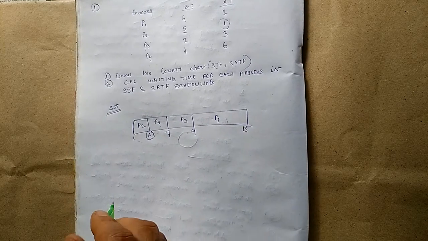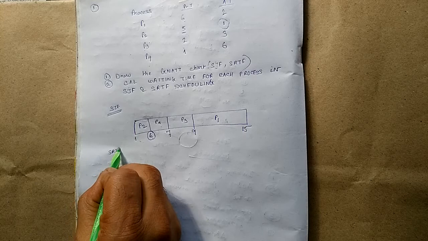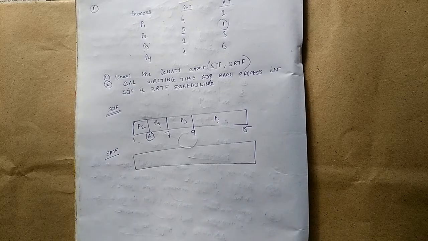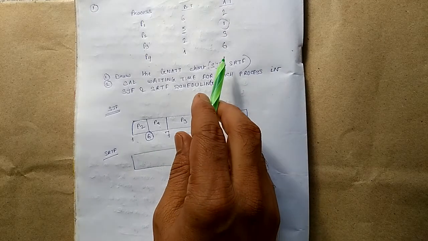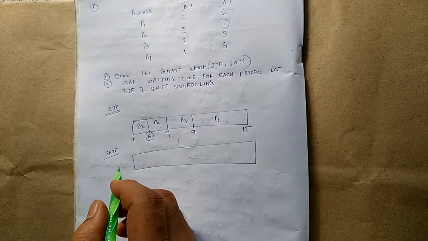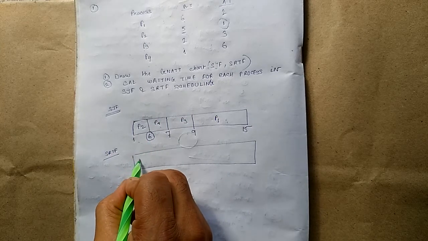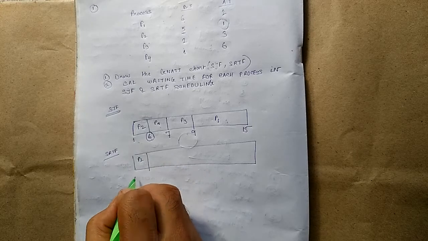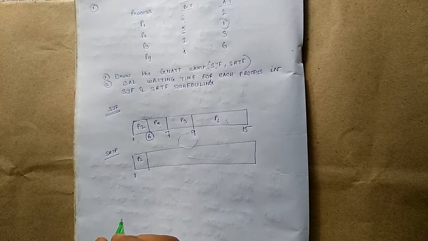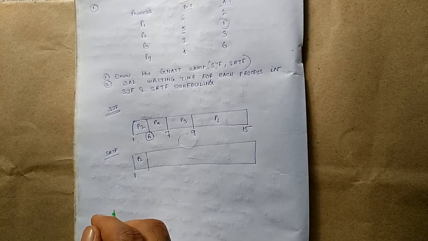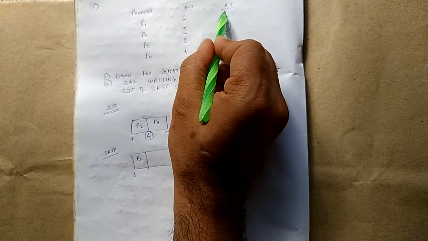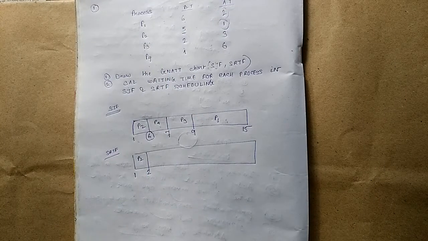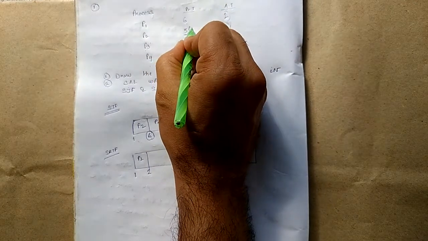Now come to SRTF. First we have to draw the Gantt chart, and from this diagram we can see that process P2 arrival time is 10.01, so we will start with process P2. Starting time is 1. We will continue its execution up to 10.02, because at 10.02 another process is coming, so process P2 executes for 1 second. And after 1 second, its burst time will be 4.